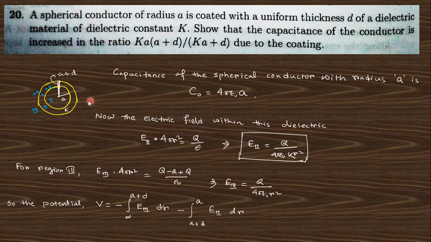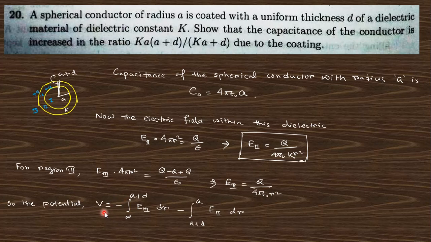Now the electric field within this dielectric material, by Gauss theorem, is E into 4 pi r square equals q by epsilon, where epsilon is k epsilon naught. You get this expression for the electric field within that region, right? For region 2 and region 3, the electric field will be like that. Actually, the charge q is placed here, so due to induction there is minus q charge on the inner surface and plus q charge on the outer surface. So finally there will be remaining charge on the outer side.